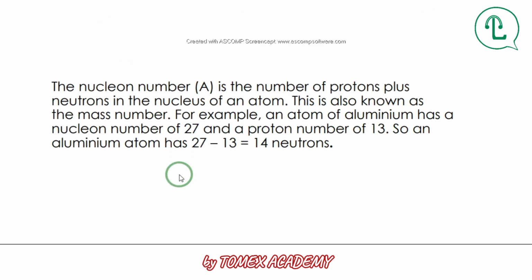The diagram is below. So let's talk about the nucleon number. The nucleon number is the number of protons plus neutrons in the nucleus of an atom. This is also known as the mass number. For example, an atom of aluminium has a nucleon number of 27 and a proton number of 13. So an aluminium atom has 27 minus 13, that's 14 neutrons. I hope this is clear.